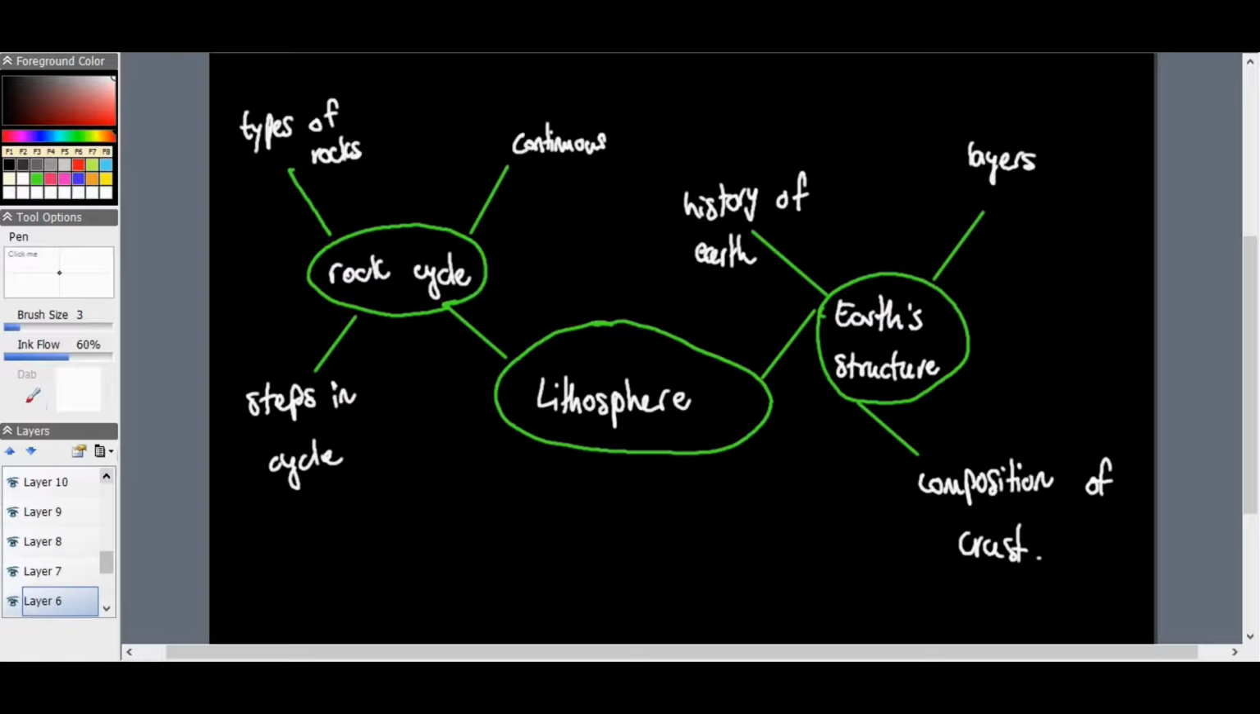So let's just have a look at the history of the Earth quickly. We'll just talk about it. Scientists think the Earth formed about 5,000 million years ago from a cloud of dust and gas surrounding the sun.